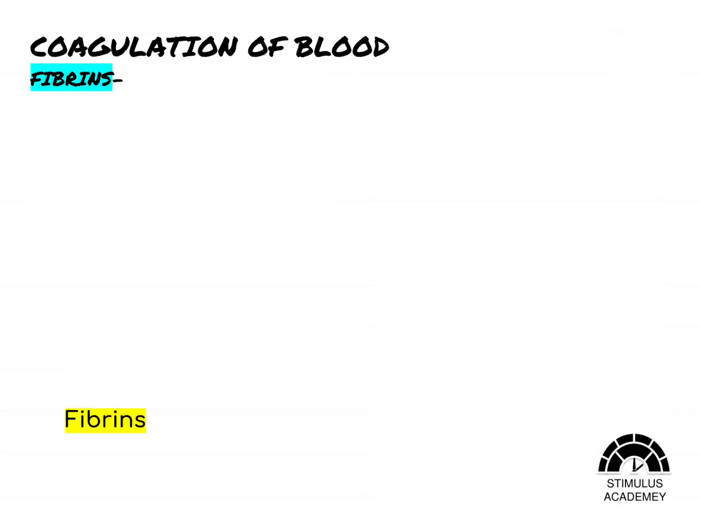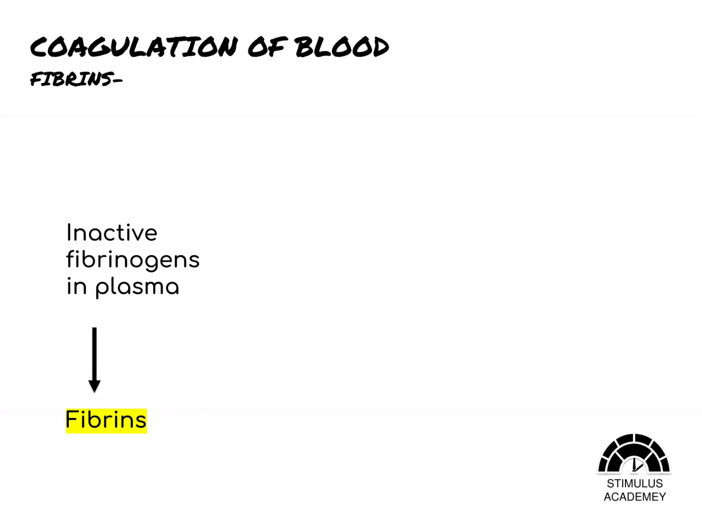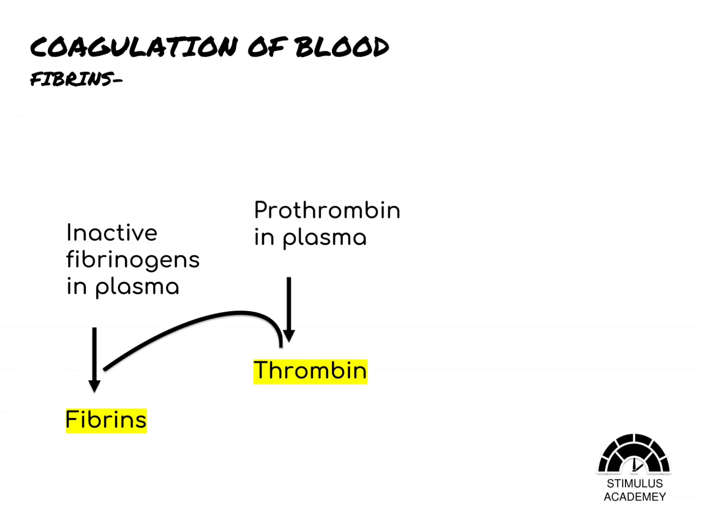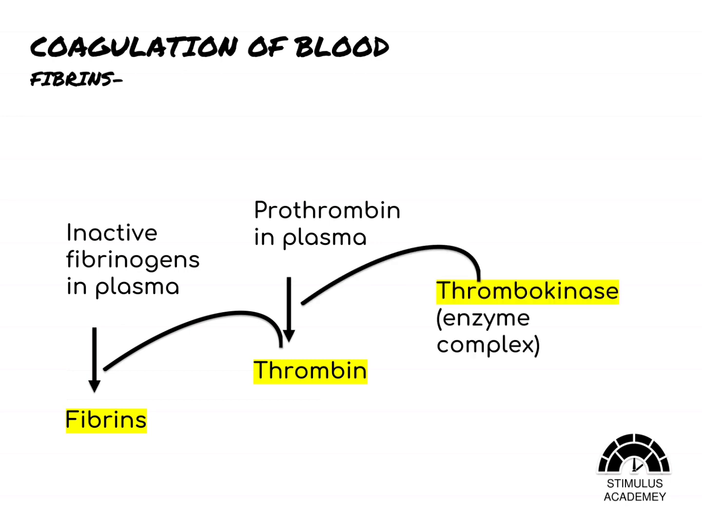Now let us understand what fibrins are. Fibrins are formed by the conversion of inactive fibrinogens in the plasma with the help of enzyme thrombin. Thrombins in turn are formed from another inactive substance present in the plasma called prothrombin. And this reaction also requires an enzyme complex called thrombokinase.